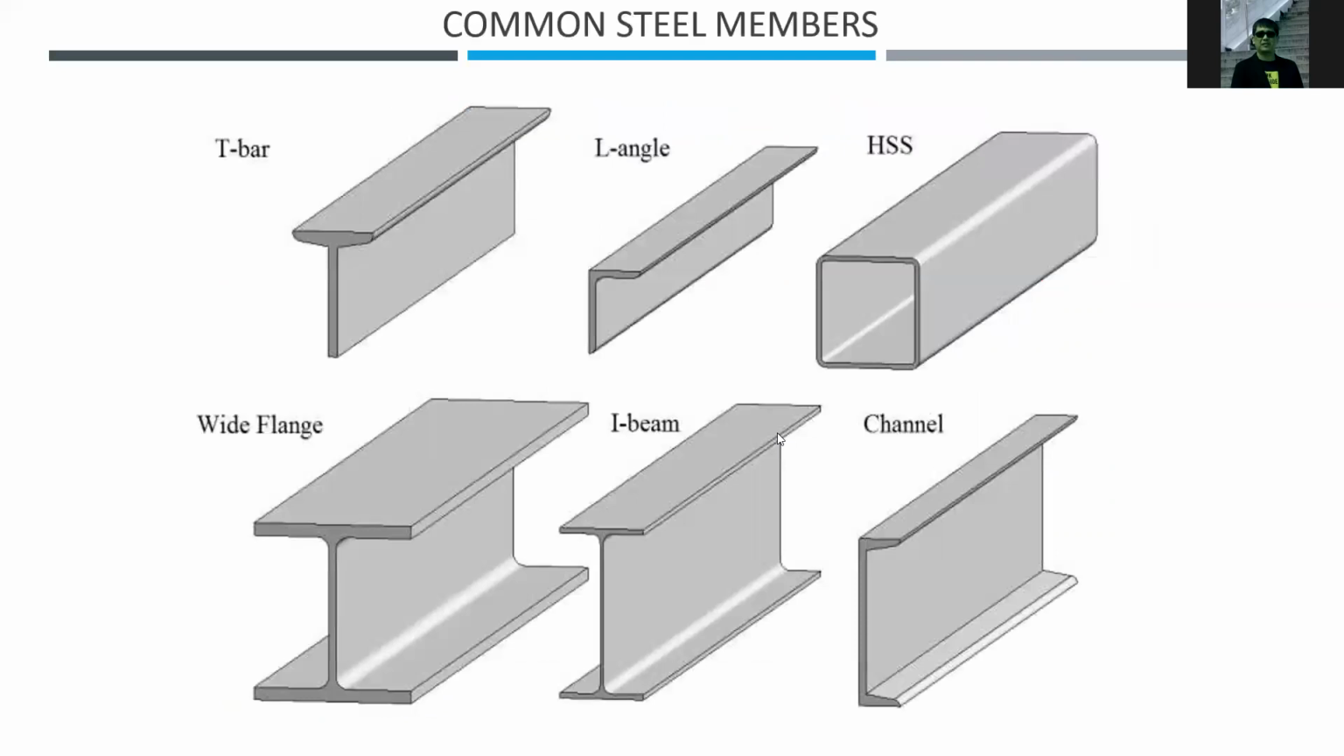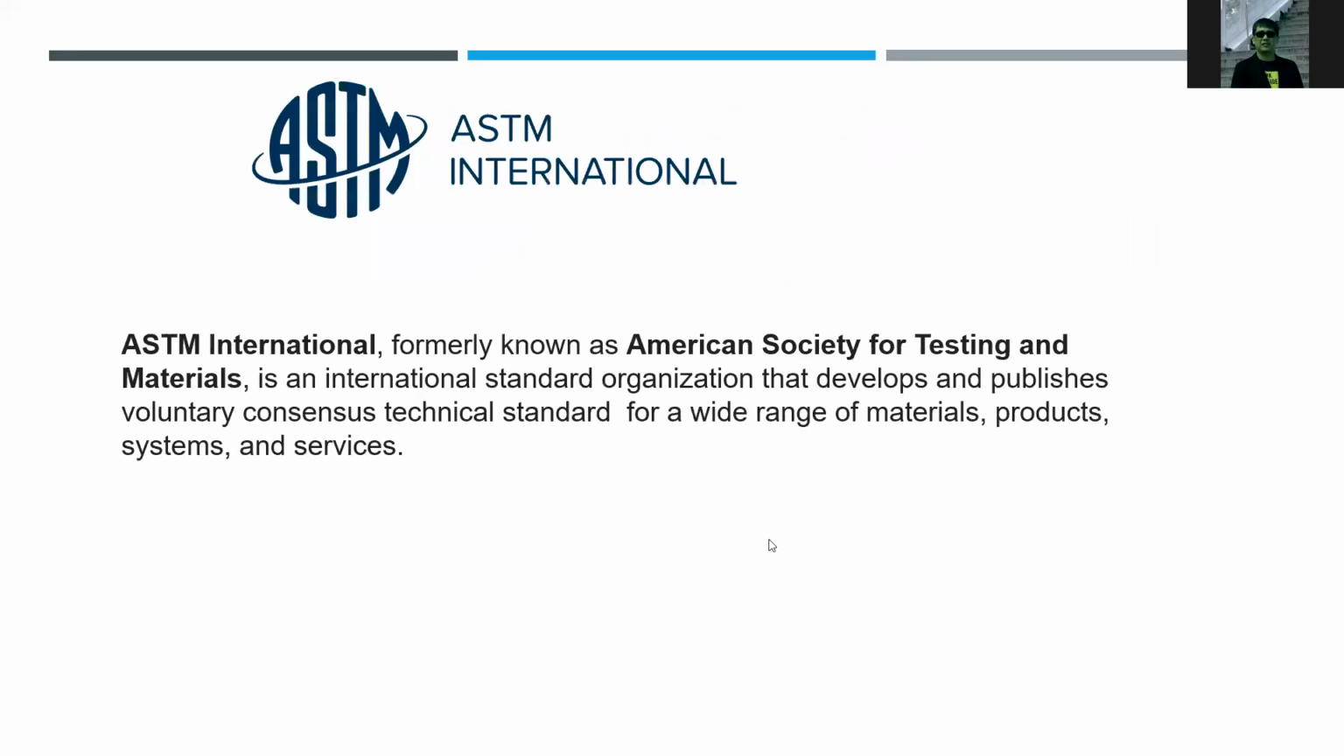Okay, so we have different common steel members like the T-bar, the tapered T-bar, the angle, the cold formed tubular, the wide flange, the I-beam, and the channel. The channel is a tapered section. So ASTM is formerly known as the American Society for Testing and Materials. It is an international standards organization that develops and publishes voluntary consensus technical standards for a wide range of materials, products, systems, and services.